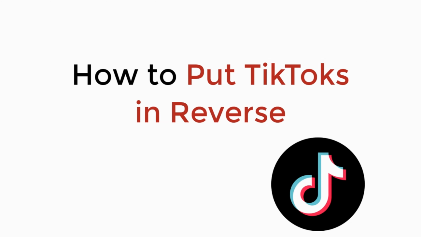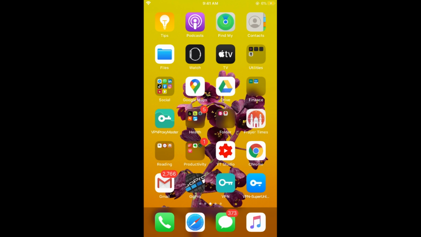In this video, we will learn how to put TikToks in reverse. So let's begin. The process is the same for Android as well as iOS devices, so you don't need to worry. First, make sure that you are connected to the internet. And once connected to the internet, simply go and open up your TikTok app.